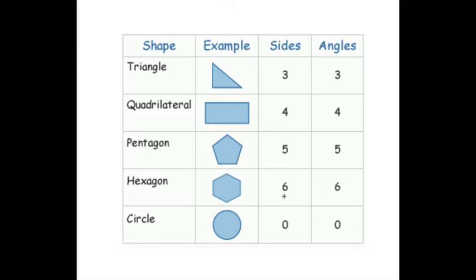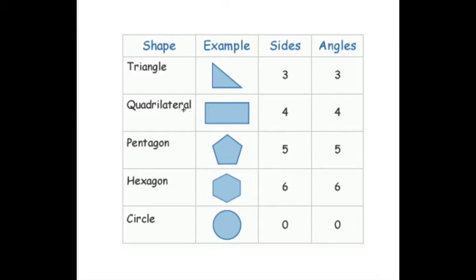Now, if you're paying close attention, it's a lot easier to remember than you think, because however many sides it has, it also has the same amount of angles. Triangles look like this. They have 3 sides and 3 angles. Quadrilaterals look like this. They have 4 sides, 1, 2, 3, 4, and they also have 4 angles. So it keeps it simple. Pentagon, 5 sides, 5 angles. Hexagon, 6 sides, 6 angles.